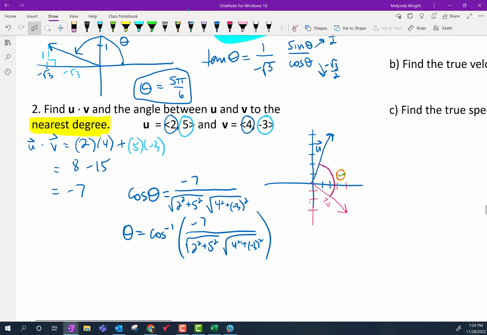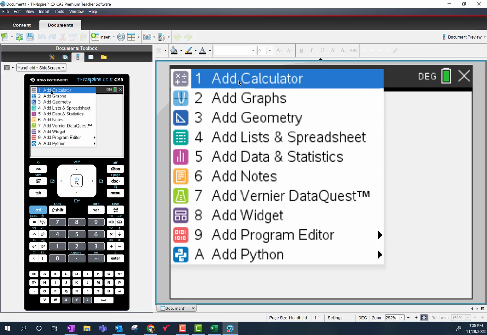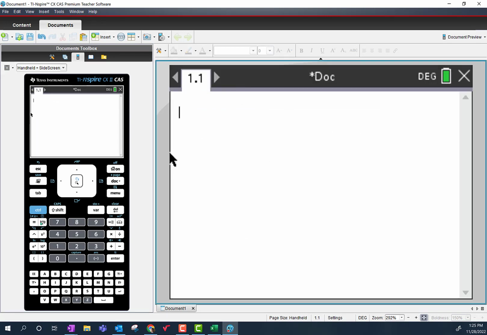Is everybody ready for the calculator? Not quite. I'll pause for a moment. Okay, so let's go to our calculator. I need to be sure I'm in degrees, because that's what they asked me to do. They asked me to do the nearest degree. We just need to be aware we're in degrees.